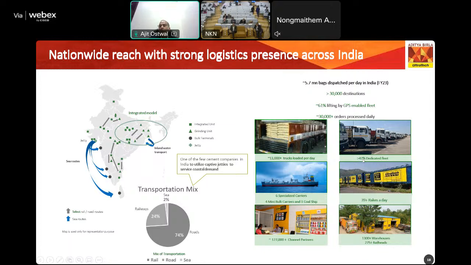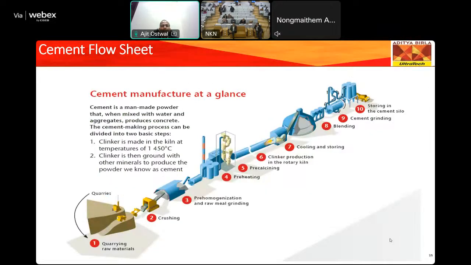We have more than 42% dedicated fleets, 6 specialized carrier, mini bulk carrier, and 1 coal ships. 39 rakes are loaded per day. 1,27,000 channel partners and 1,300 plus warehouses and 275 railheads we are serving. So cement, if we see what is the cement manufacturing at a glance, we can see.